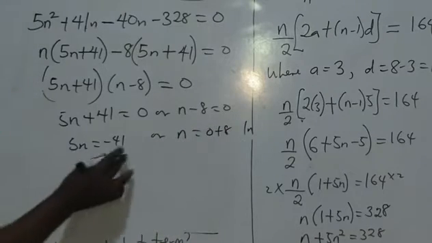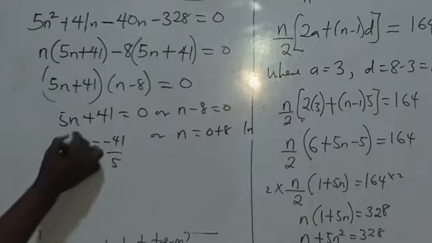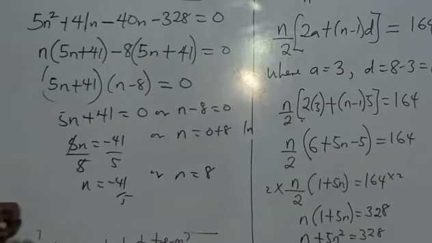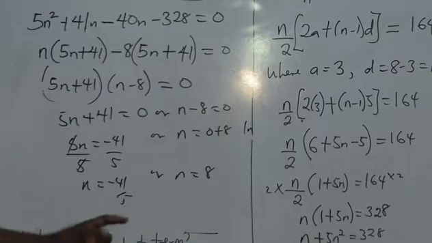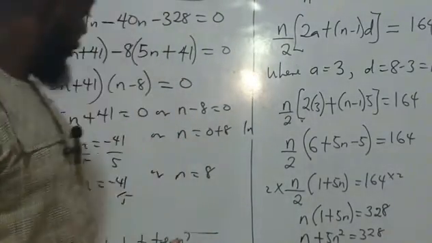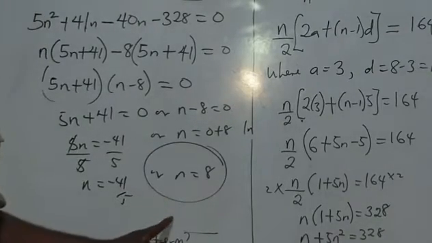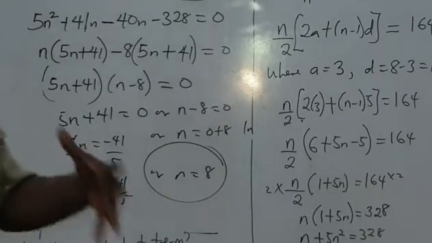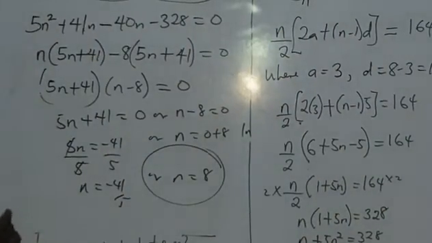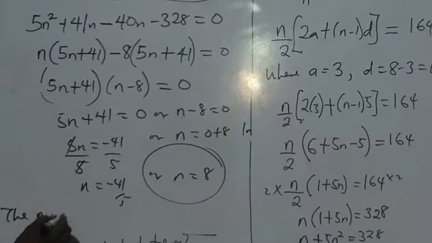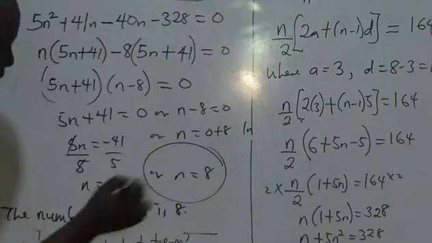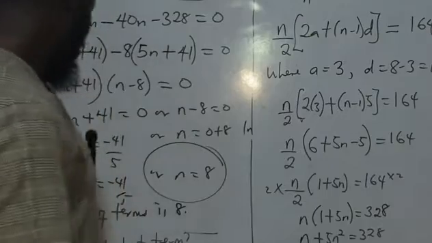Now from the integration here, 5 cancels, then n equals minus 41 over 5, or n equals 8. What this means is that we cannot get a negative number of terms. It must be positive. So the positive answer here is our answer. So the number of terms that must be added together to give us the sum of 164 is 8 terms. Hope that is clear. That's how to solve that.